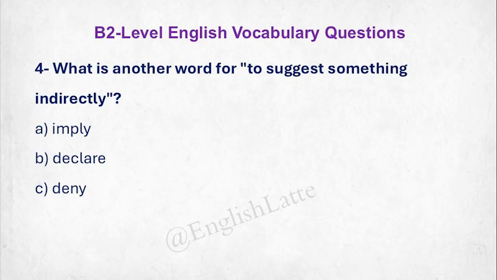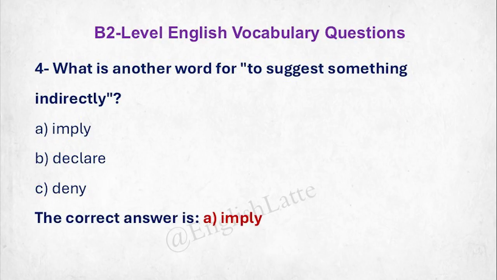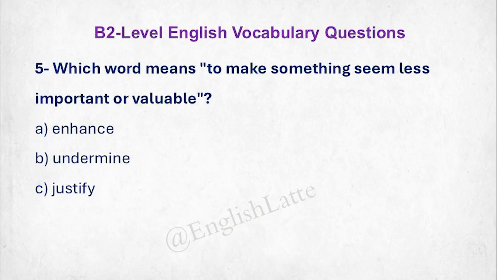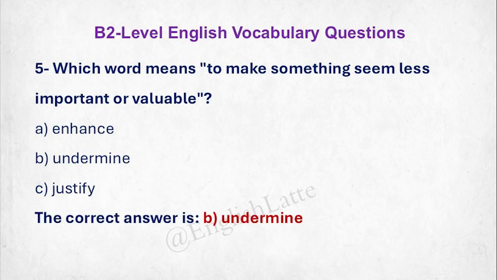4. What is another word for to suggest something indirectly? Imply, declare, deny. The correct answer is A, imply. 5. Which word means to make something seem less important or valuable? Enhance, undermine, justify. The correct answer is B, undermine.